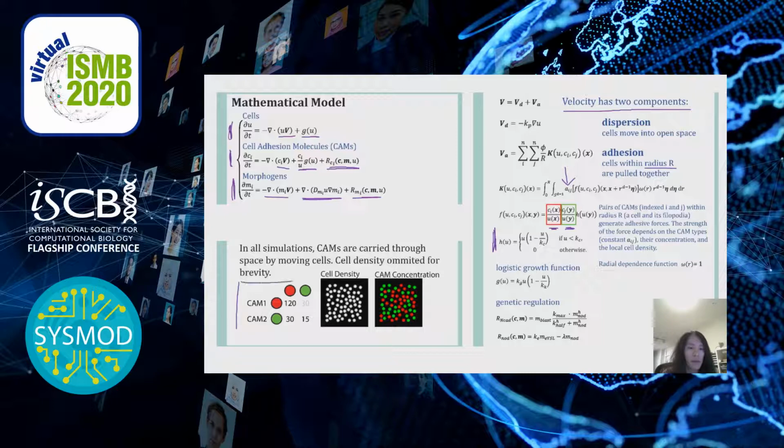Here's an example of a matrix that encodes some adhesion constants for a system of two CAMs, red and green. And then we can see cell density and CAM concentration distributed in space here. We can see that these two things are co-localized.